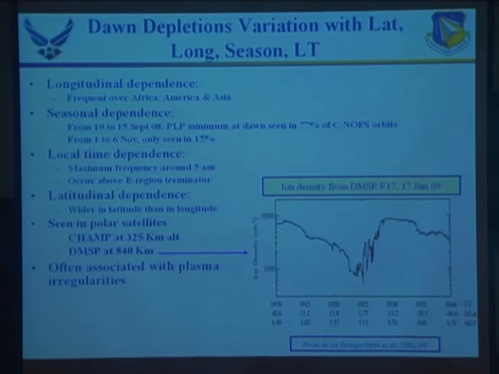So this is the location where they are in local time. Latitudinal dependence: they are much wider in latitude than in longitude. And of course, they are seen not only in CHAMP, which is at 325 kilometers, but also in DMSP. So when you have an event like this, you realize that actually it's above 840 kilometers that the F peak should be. So it's one of those times when the whole ionosphere is lifted up.